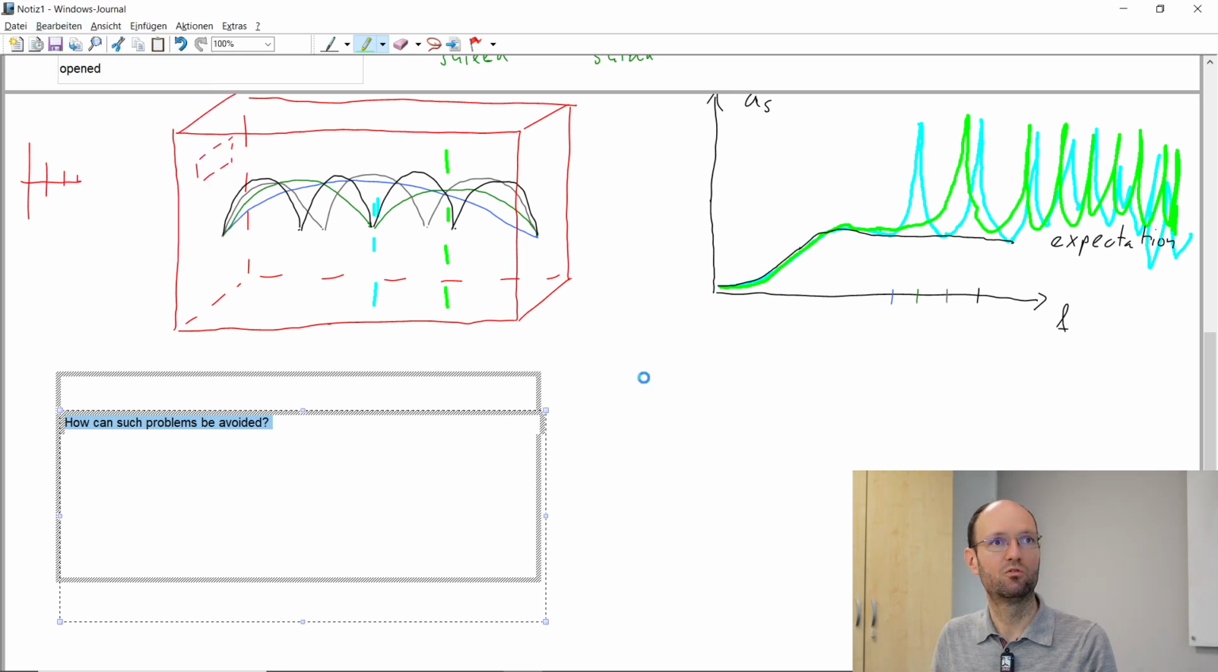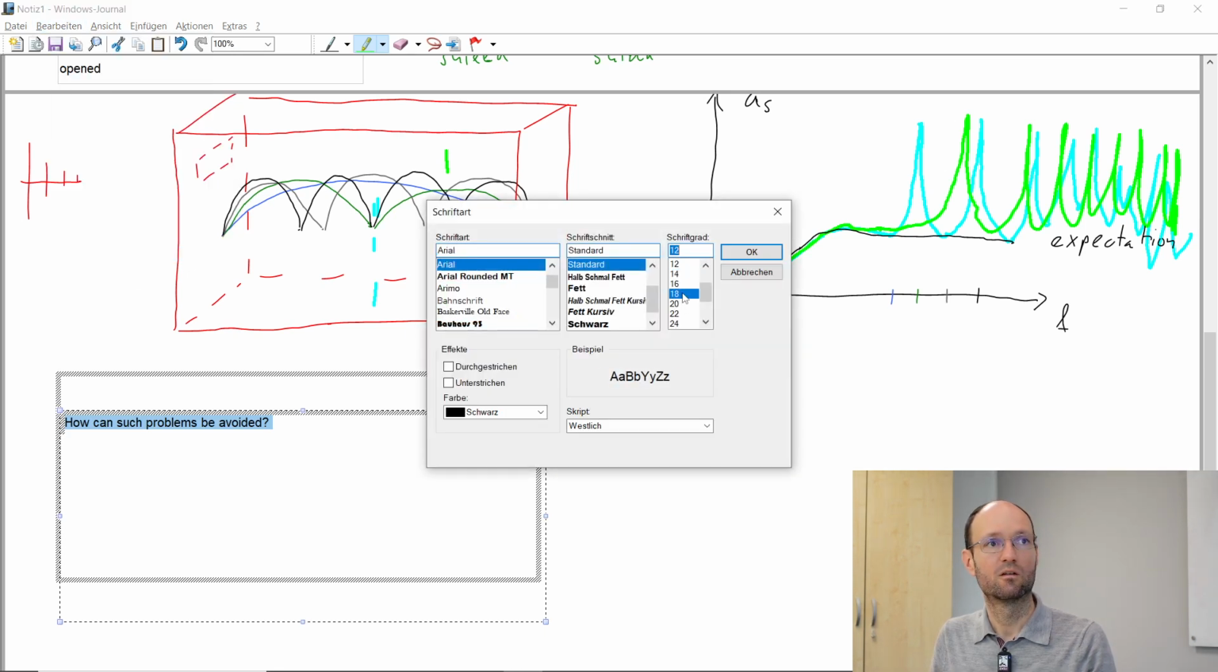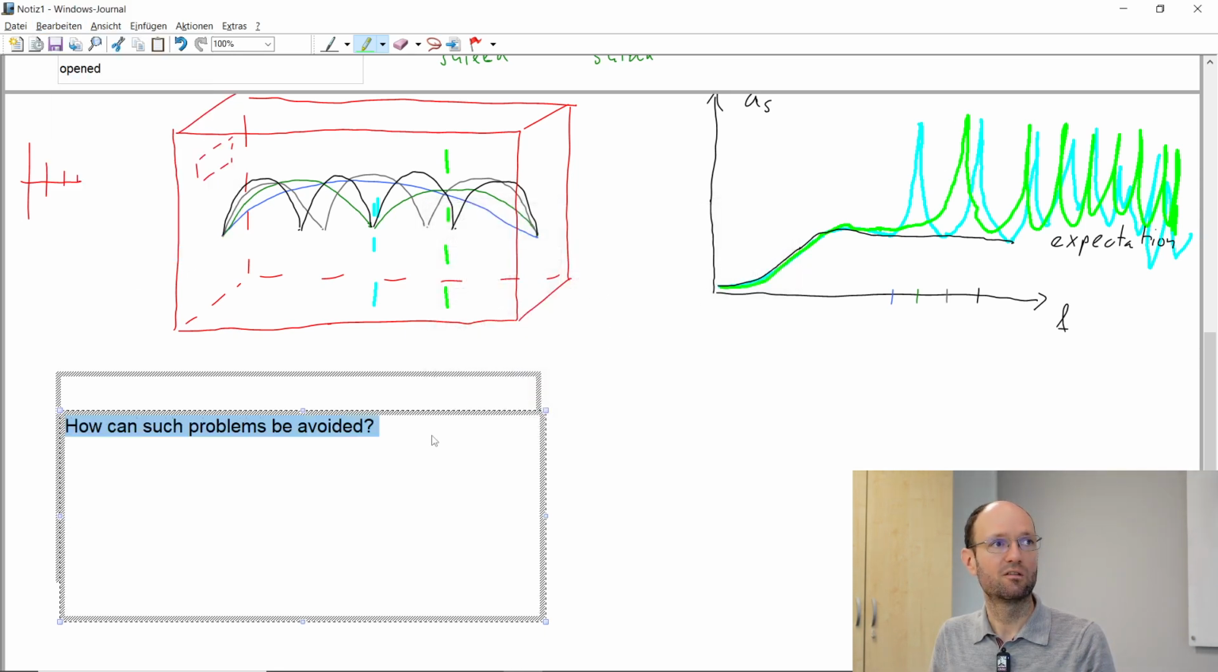What would you suggest? Yeah, so at least what we can do is measure multiple antenna positions on the inside.